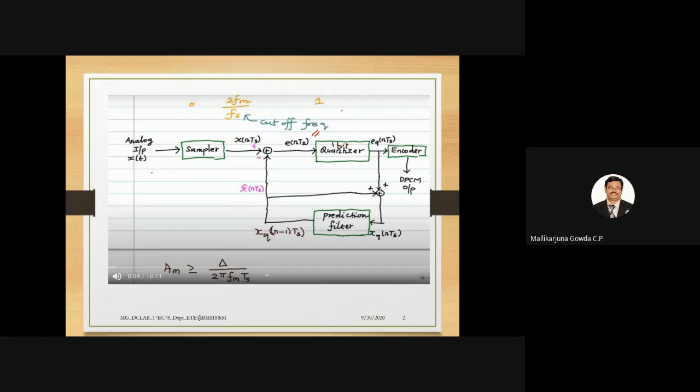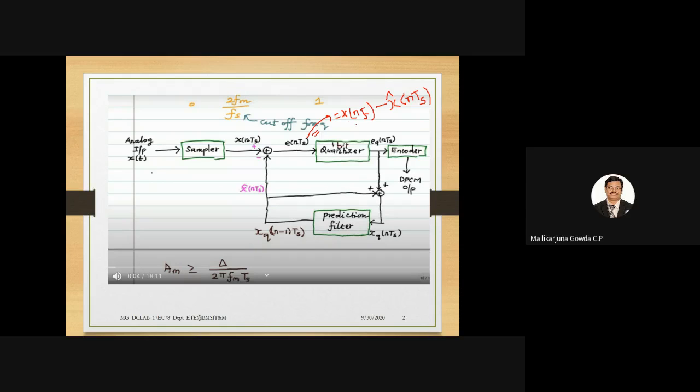I will try to write here. What I said, it is X of nTs minus X hat of nTs. Okay, so that is my E of nTs.